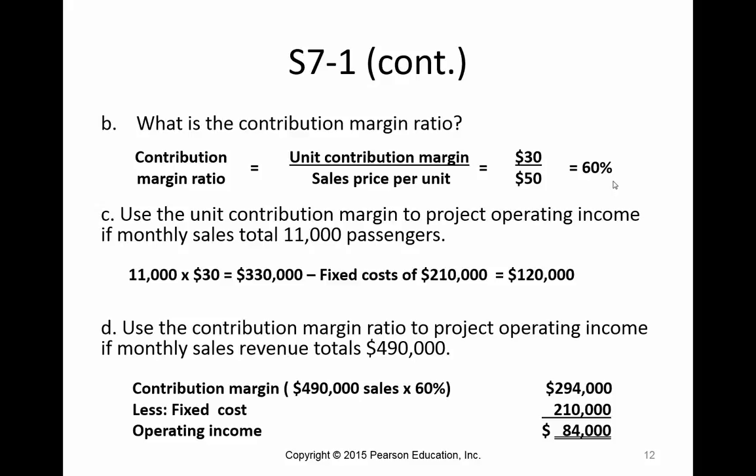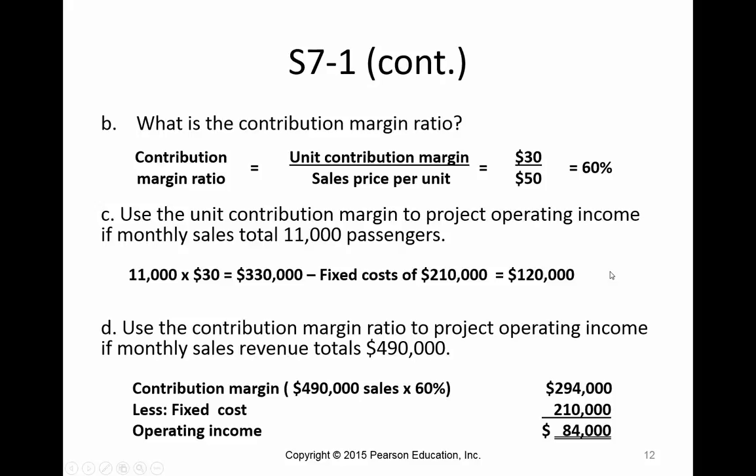Take our unit contribution margin, $30, and divide it by sales price per unit. We get a 60% contribution margin ratio. We can also do this at a higher level. We can take our total contribution margin divided by our total sales and get that same number there.